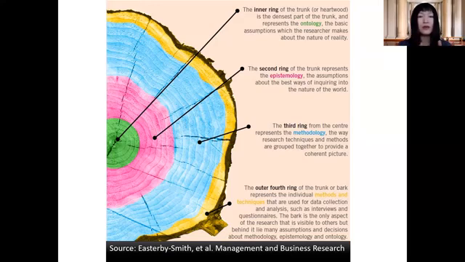Here, as you can see from this graph, the very core in the middle is the ontology. It is the study of reality, or the study of the world, what the thing actually is. The second ring is epistemology, the theory of knowledge. It is about how we know what the reality is, what the ontology is.